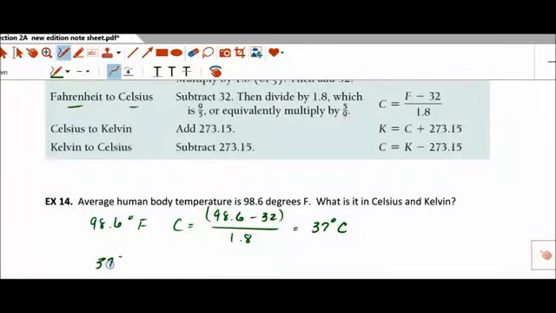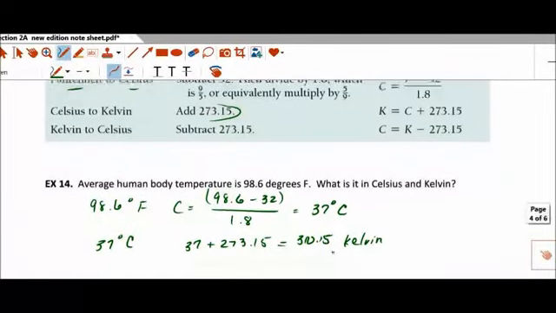Now let's take 37 degrees Celsius and change that to Kelvin. Well, if I want to change Celsius to Kelvin, all I have to do is add 273.15. So 37 plus 273.15 will give me my degrees in Kelvin. So 310.15. So just be able to use those formulas. I'll give them to you. You just need to be able to.